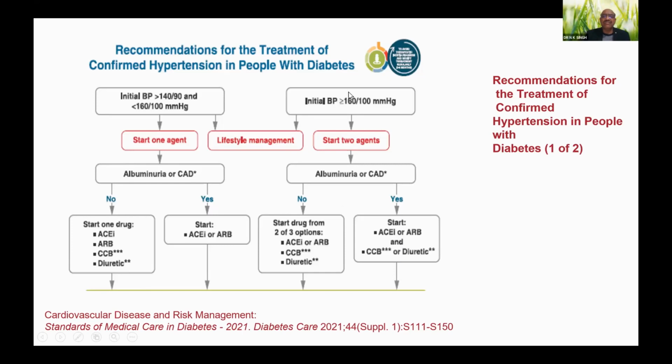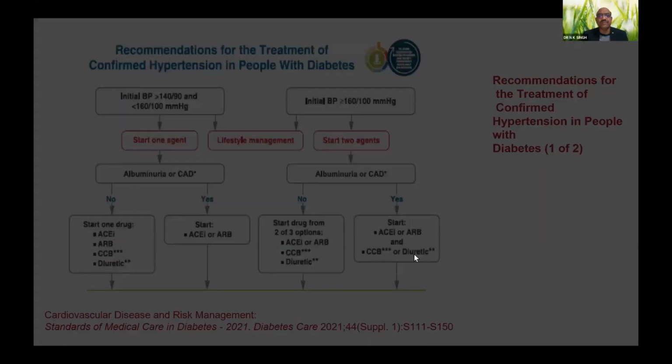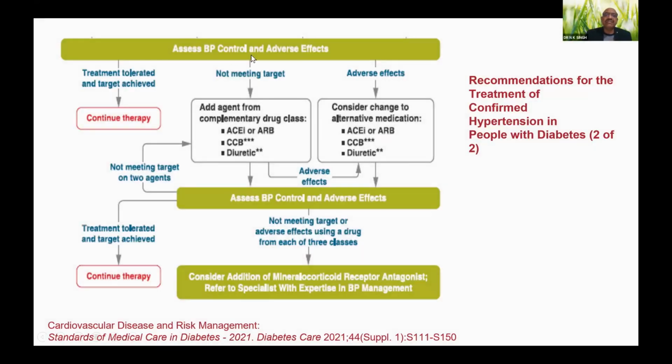But if the initial BP is more than 160/100, don't opt for one agent. You start with two agents. And if there is albuminuria or CAD risk, then start with ARBs or ACE inhibitors and add CCB or diuretics. So this is how we follow. And then assess the BP control and adverse effects.